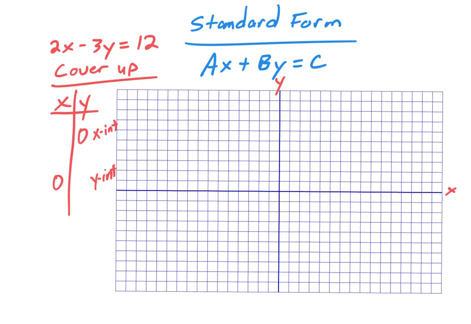So now I have an equation that says 2x equals 12. Can I solve that equation pretty quickly? Yeah, 12 divided by 2. And that gives me 6, 0.